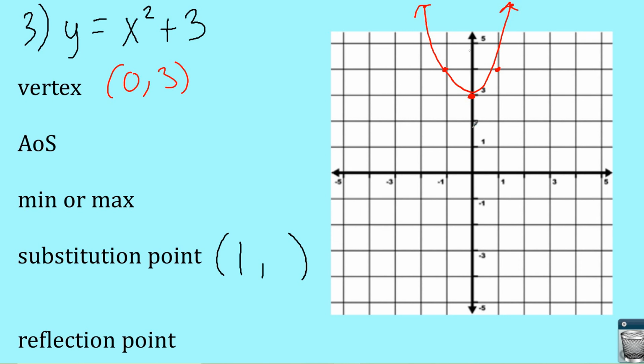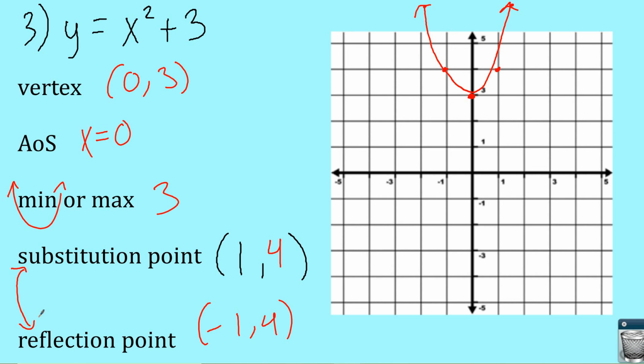So the axis of symmetry, at least I've got a visual, is at x equals 0. It's a minimum, smiley face. So then the lowest it can go is at 3. The substitution point is at (1, 4). And the reflection is at (-1, 4). When I'm talking about the substitution point and the reflection point, these two are related.